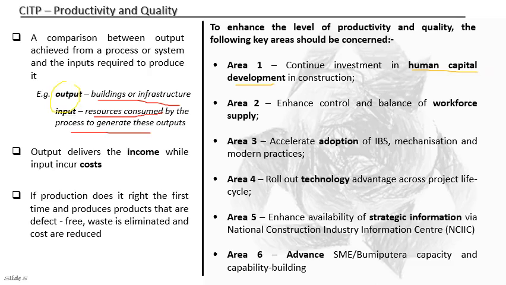The third area is about accelerating adoption of IBS, mechanization, and also modern practices. Here the issue is how we can modernize our construction method. As you are aware, especially contractors are comfortable with the traditional method of construction, which is also known as a labor-intensive method. So when we want to move towards IBS, we're going to find it difficult, even though there are a lot of benefits we can get when we use IBS in our construction projects.